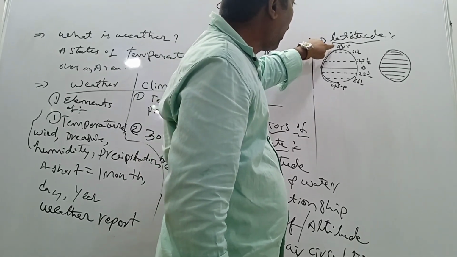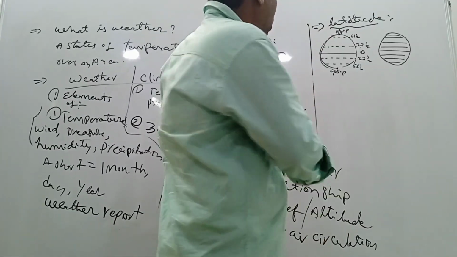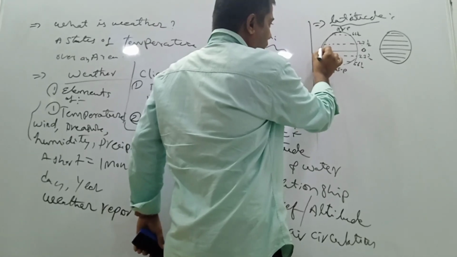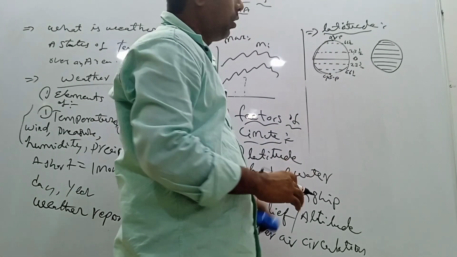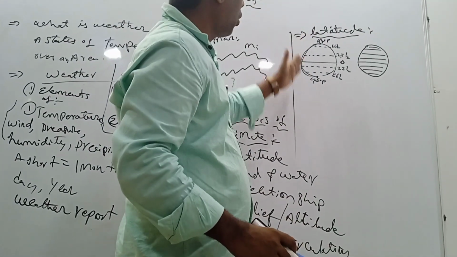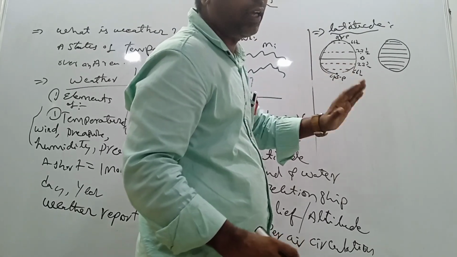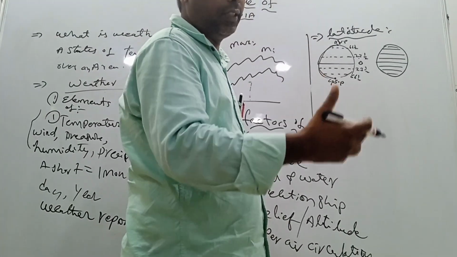So these are called higher latitudes. The 0 degree is called lower latitude. 0 degree, 1 degree, 2 degree, 5 degree, 10. So these are called lower latitudes. If you go to the North Pole or South Pole, the value of latitude will increase. So these are called higher latitudes. Now, what are the changes in climate?